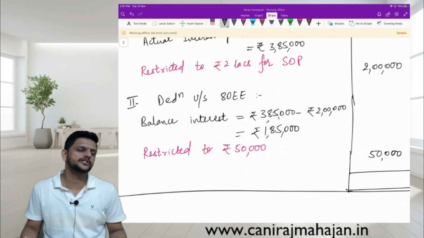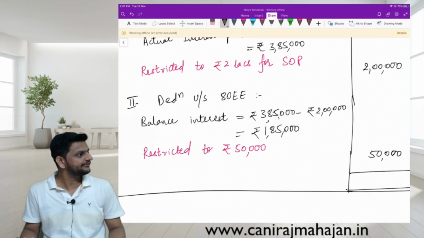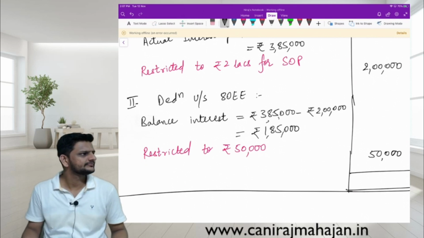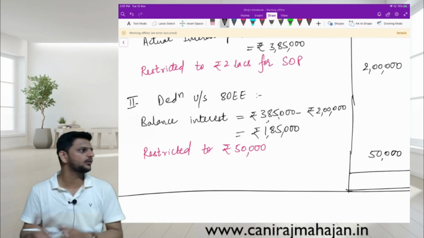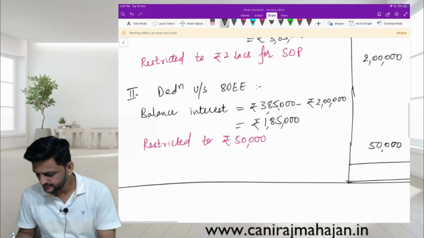80EEA will be how much if you remember? 1,50,000. We'll write down that also later on, just as a what-if question. What if we change the scenario? Done?